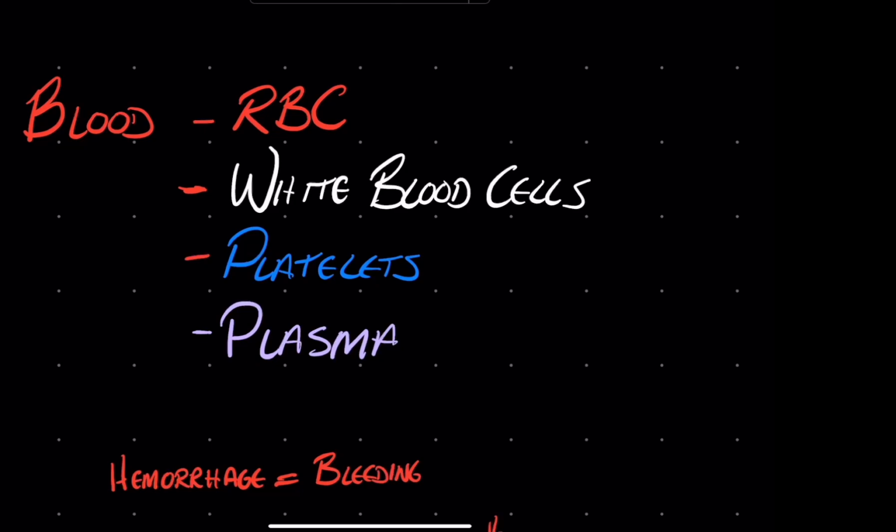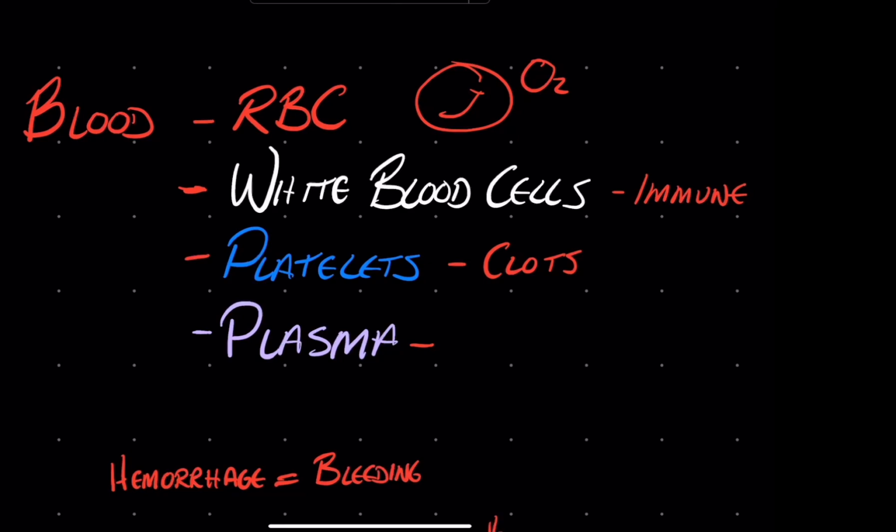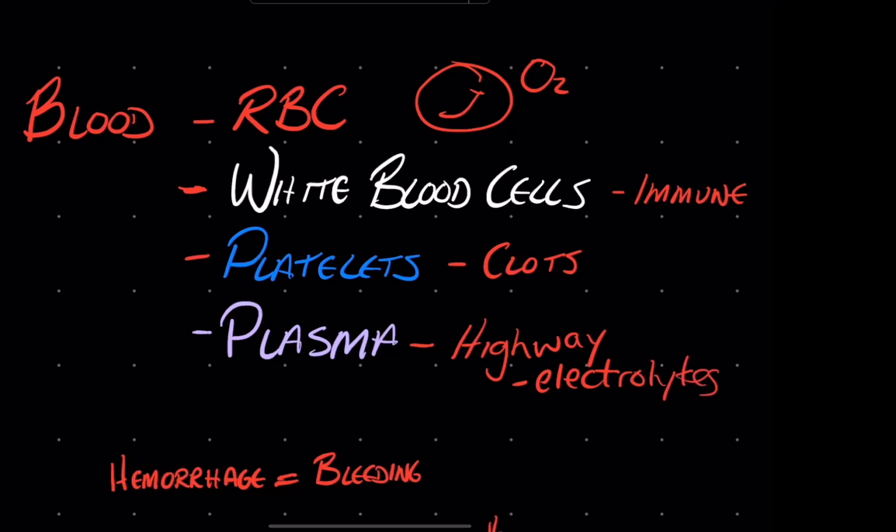So having a good understanding of each of these cell types, when you look at our red blood cells, they are obviously responsible for carrying O2. White blood cells are for immunity, platelets, clots, and plasma. I always think of it like your highway or the conduit that everything's kind of mixed into, right? It's also responsible though for electrolytes. It's got glucose in there.